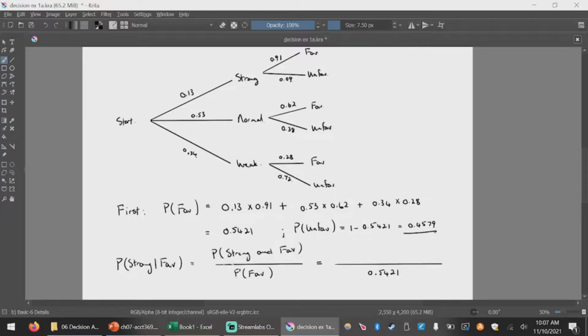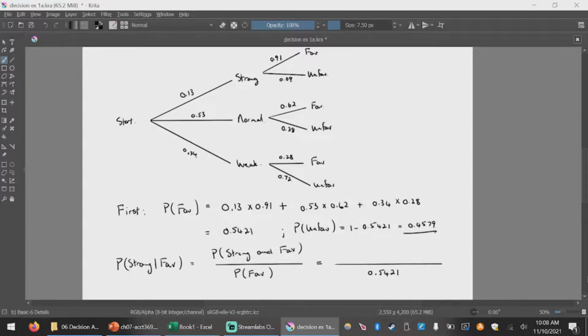The probability of getting the result or event strong and favorable: which paths in my tree will give me that? Only this top one. Only the top one will give me that.